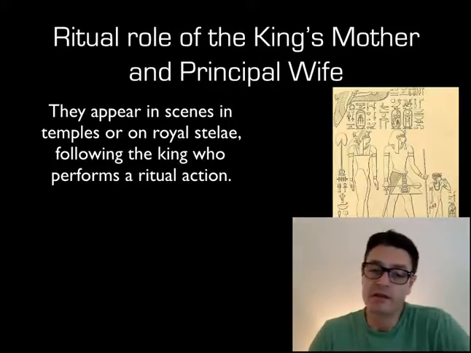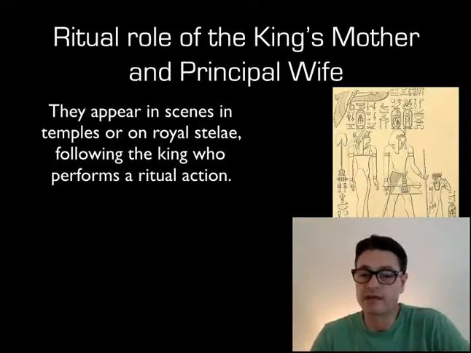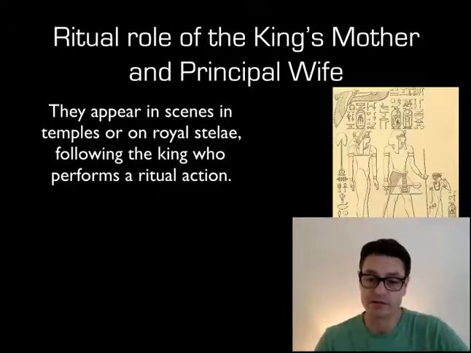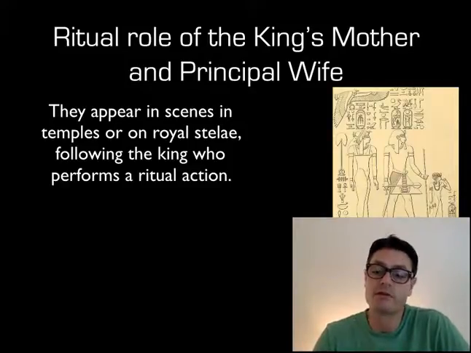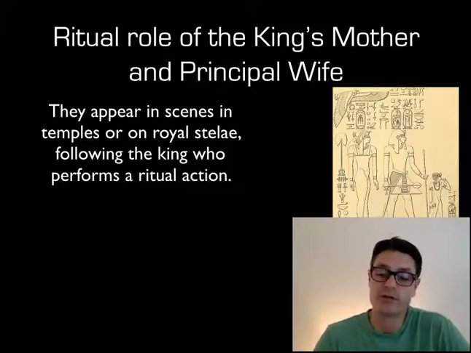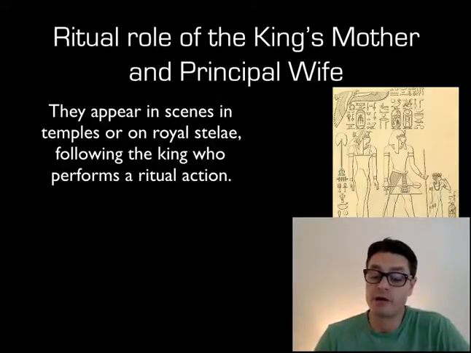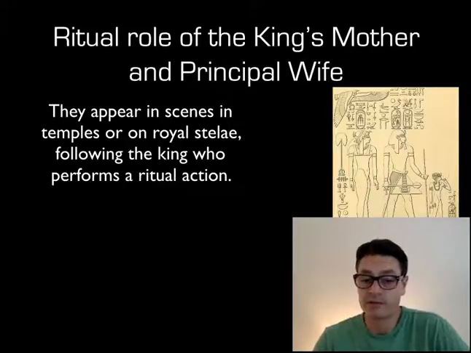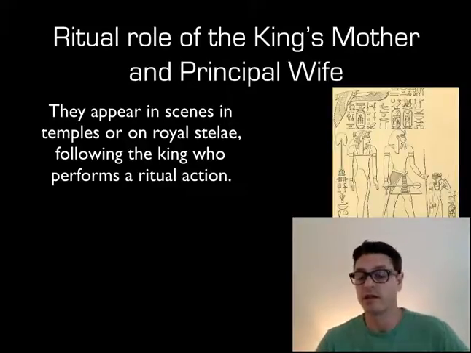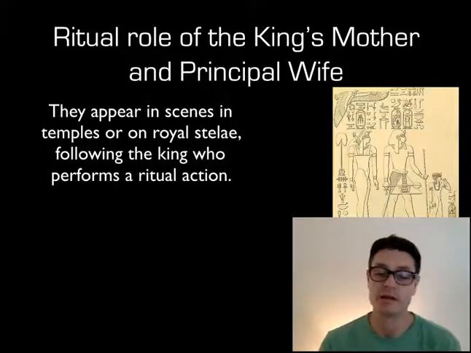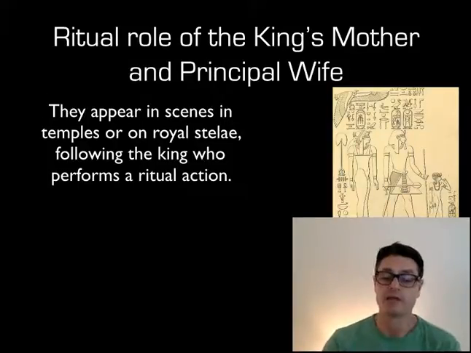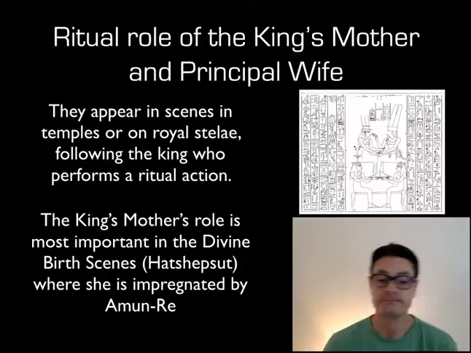We also know that the roles that the king's mother and the king's principal wife had to play were quite important in ritual affairs, so in regards to religion. And we can see that here in this image of Hatshepsut wearing the traditional vulture headdress, standing behind her husband, the king Thutmose II, as he's performing ritual action in this scene. We see this in temples and in royal stelae, where the king is performing the action and the queen is standing there supporting the king as he performs that ritual action.